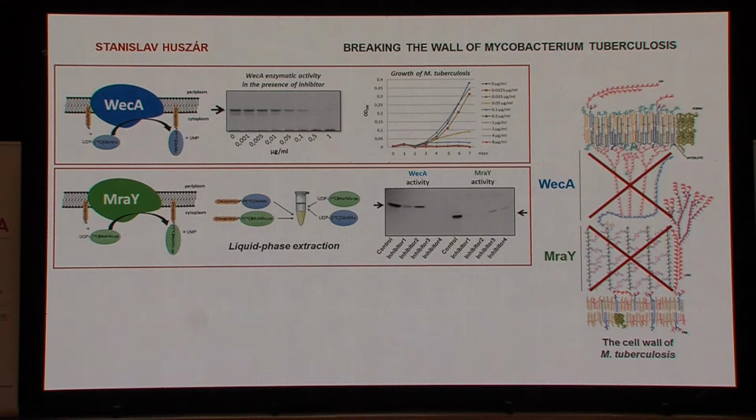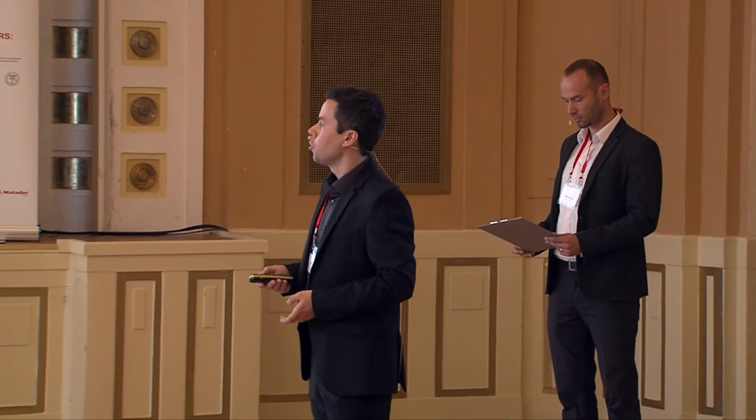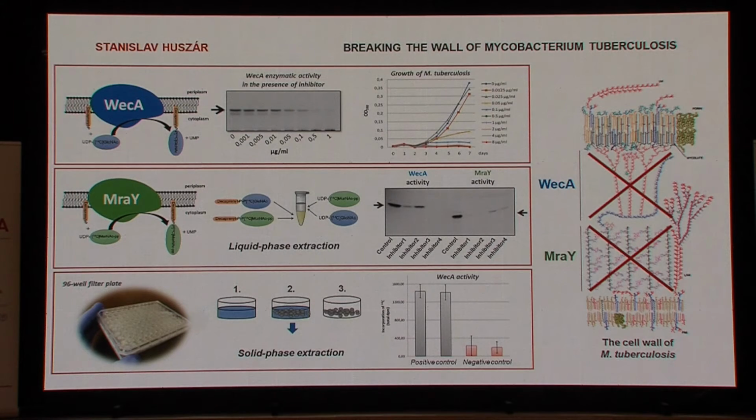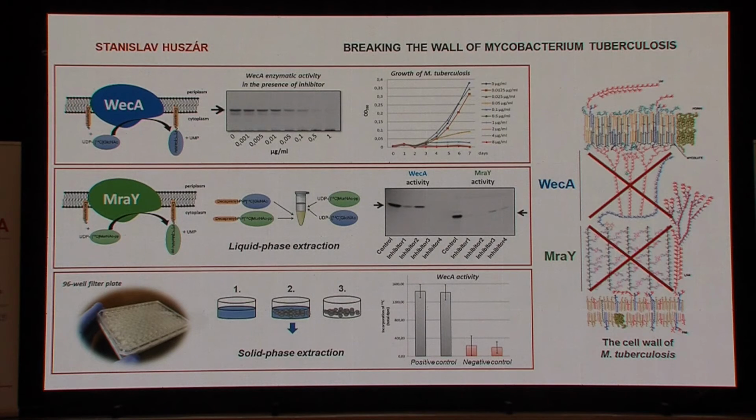And to accelerate the procedure of drug discovery, we are now going to scale up these assays in 96-well filter plates using hydrophobic beads which trap the product of the two reactions. These assays are suitable for medium or high throughput screening of inhibitors. By targeting these two proteins, the essential bricks in the two important layers of the cell wall will be missing, and by this strategy, we can break the wall of Mycobacterium tuberculosis.